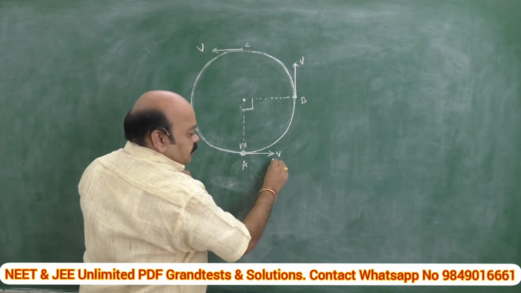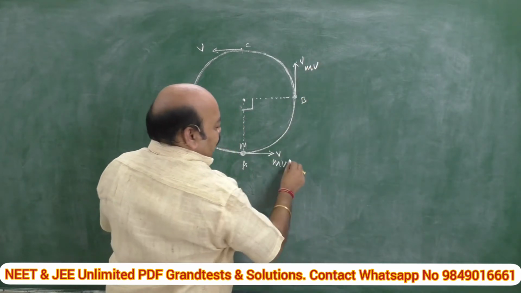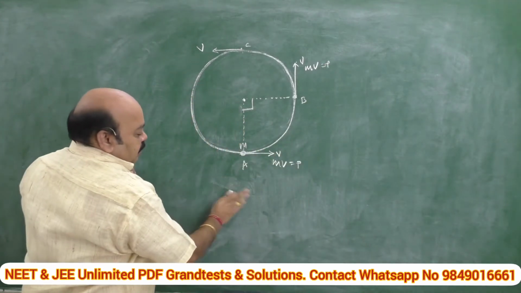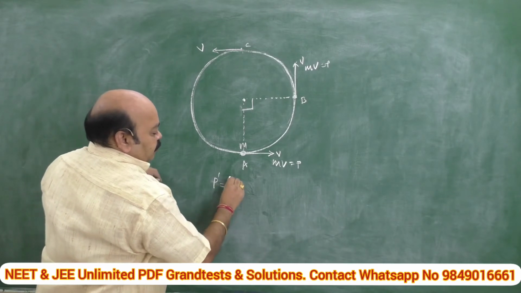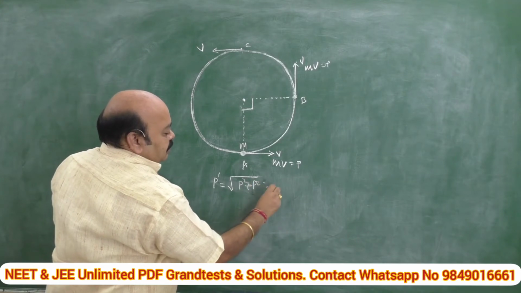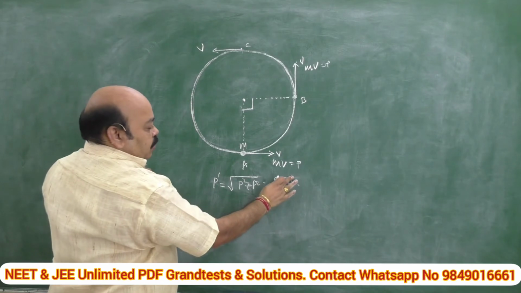Since v is the velocity, mv is the momentum, which is represented by p, and p again. The resultant is given by p dash equal to, for two mutually perpendicular vectors, the square root of p square plus p square, which is nothing but square root of 2 times p.